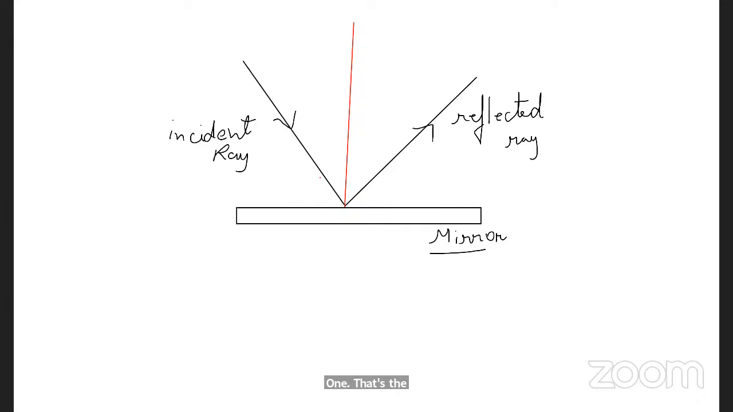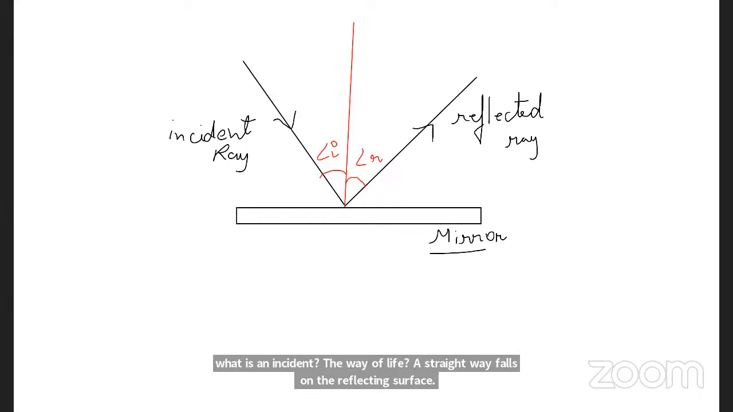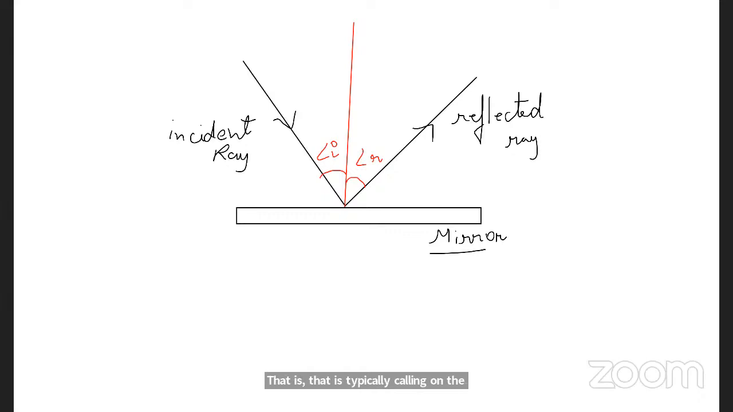One with the incident ray, that is here. One with the reflected ray, that is here. This is angle I. This is angle R, meaning angle of incidence and angle of reflection. So what is an incident ray? The ray of light that straightway falls on the reflecting surface, from the object or a source. That is directly falling on the reflecting surface. What's the reflecting surface? The mirror.